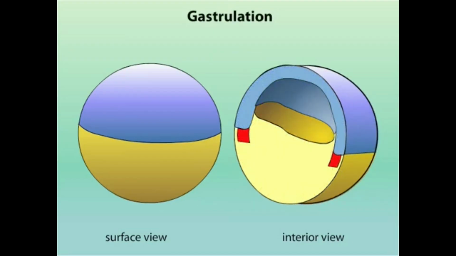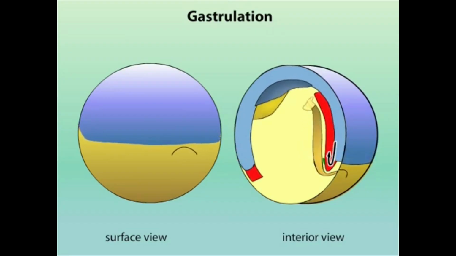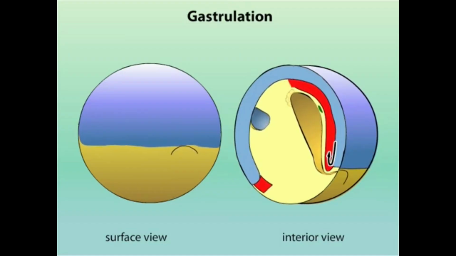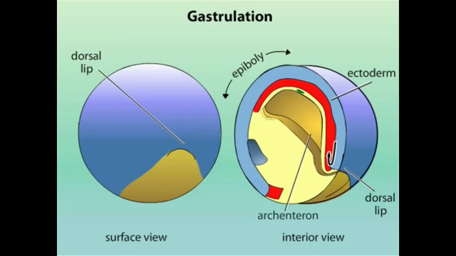At the beginning of gastrulation, a few surface cells, called bottle cells, move into the interior of the embryo, followed by other surface cells. We can track the movement of cells into the embryo if we add dye to a few surface cells. The movement of cells into the embryo creates a lip, called the dorsal lip, over which sheets of cells continue to move inside. At the same time, the ectoderm extends around the embryo surface in a process called epiboly. As gastrulation proceeds, a cavity, called the archenteron, forms while the blastocele progressively shrinks.